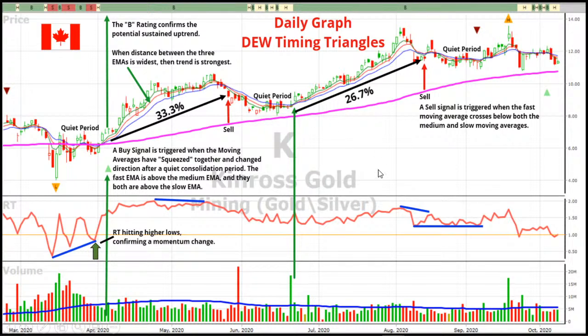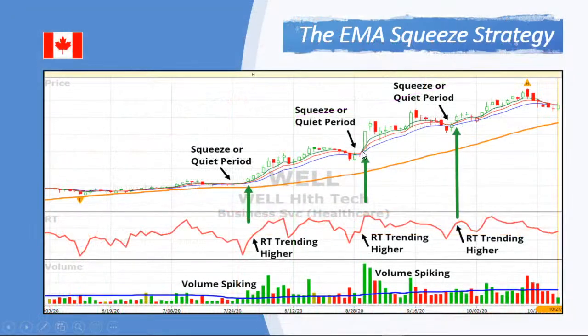This would have resulted in almost a 27% gain. Look at how far, guys, price is pulling away from the 5, the 8, the 13, and the 50 as well. You've got to expect a reversion. You've got to respect the pullback. We got that pullback. Your sell signal was right here, and that was triggered when the fast moving average crossed below both the 8 and the 13.